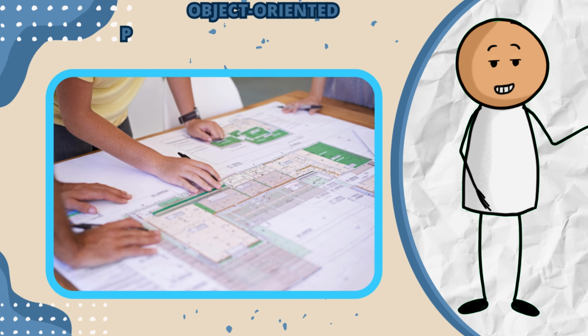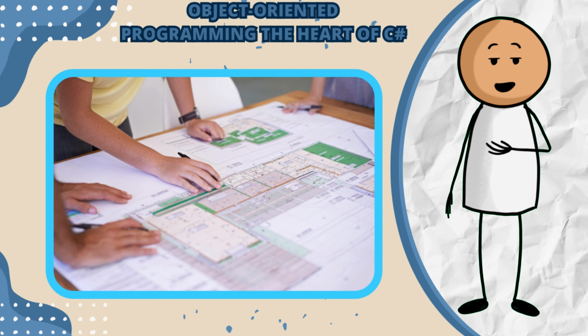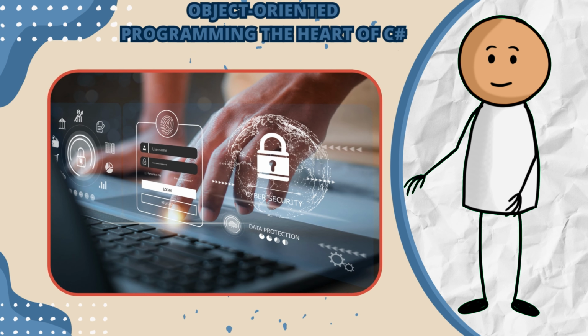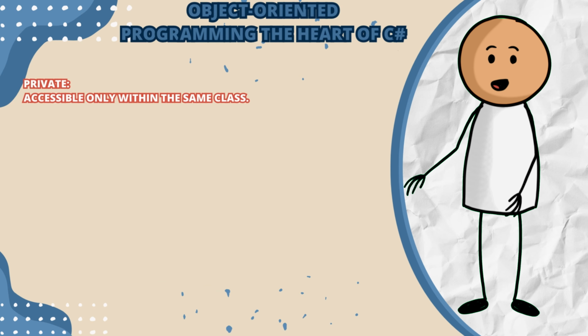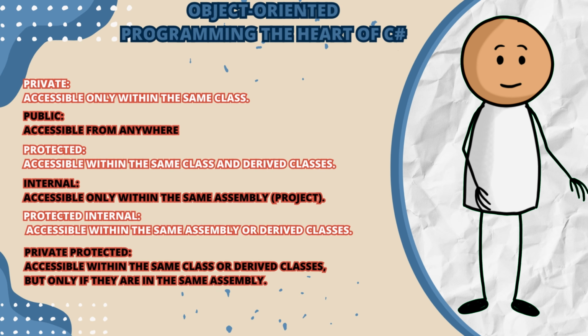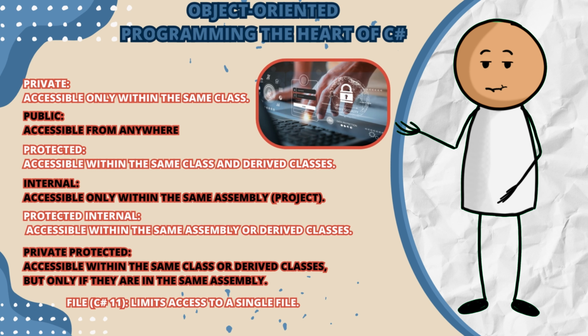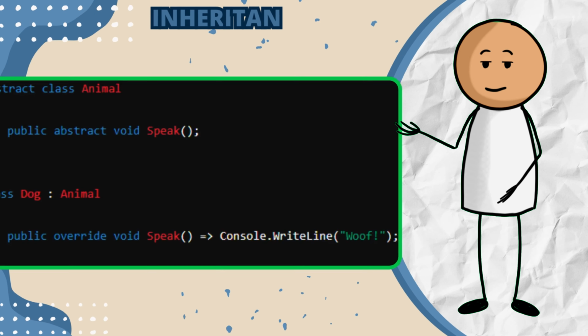C# is an object-oriented language, which means it emphasizes the use of classes and objects. This allows for better organization, reuse, and maintenance of code. Access modifiers define the visibility of classes and their members. These include public, private, protected, internal, and the lesser-known file modifier. Inheritance and polymorphism, C# allows classes to inherit from other classes, promoting code reuse.